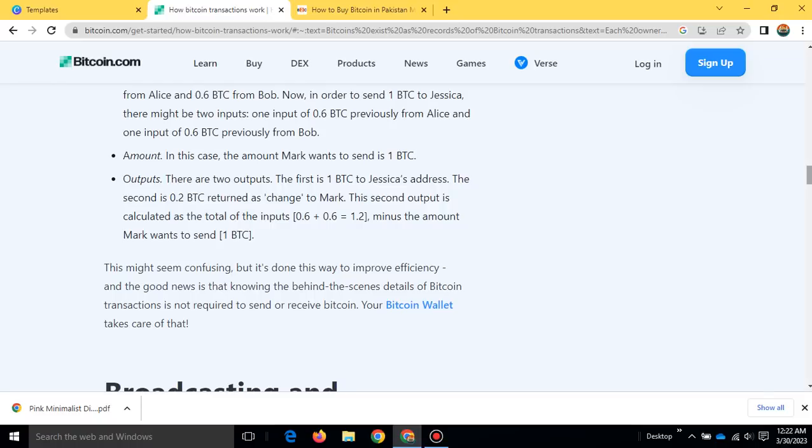minus the amount Mark wants to send, 1 BTC. This might seem confusing, but it's done this way to improve efficiency. And the good news is that knowing the behind-the-scenes details of Bitcoin transactions is not required to send or receive Bitcoin. Your Bitcoin wallet takes care of that.